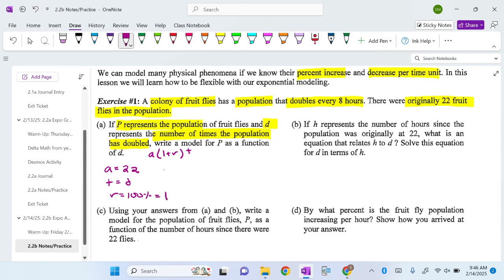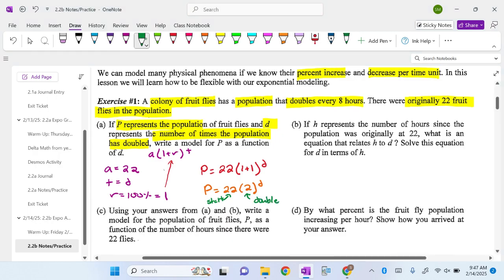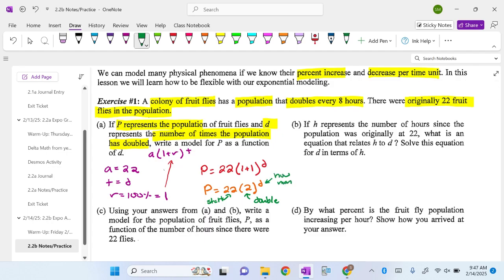So what's going to happen is when we plug everything into this formula, we should get P is equal to 22 times 1 plus 1 raised to the d power. Or in this case, P is equal to 22 times 2 to the d, where 22 is where we started, 2 represents that we're doubling, and D represents how many times we did double.